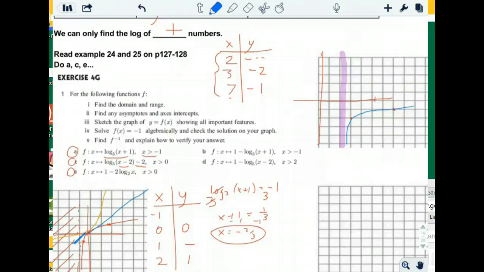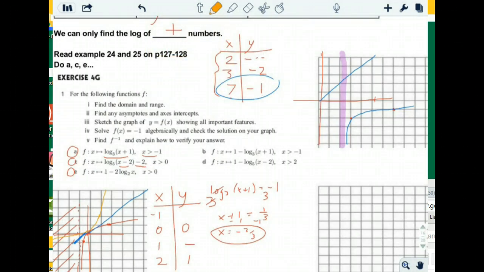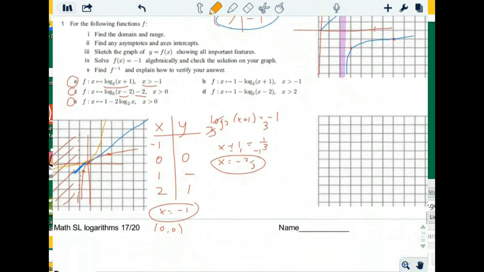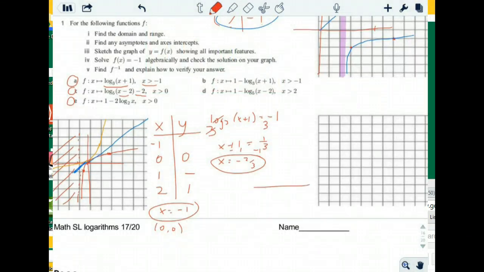And f of x equals negative 1, we already figured that out, it's here. Find f inverse of x, and remember, you want to take the reflection about the y equals x line. So you would have something up here somewhere, okay?